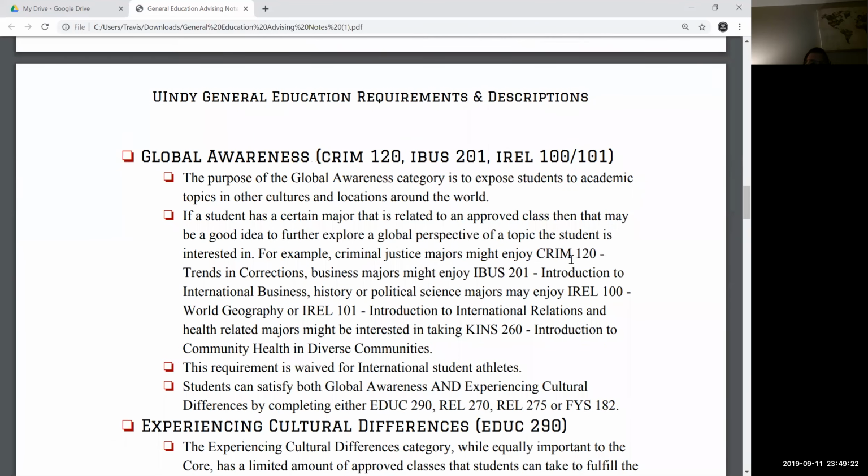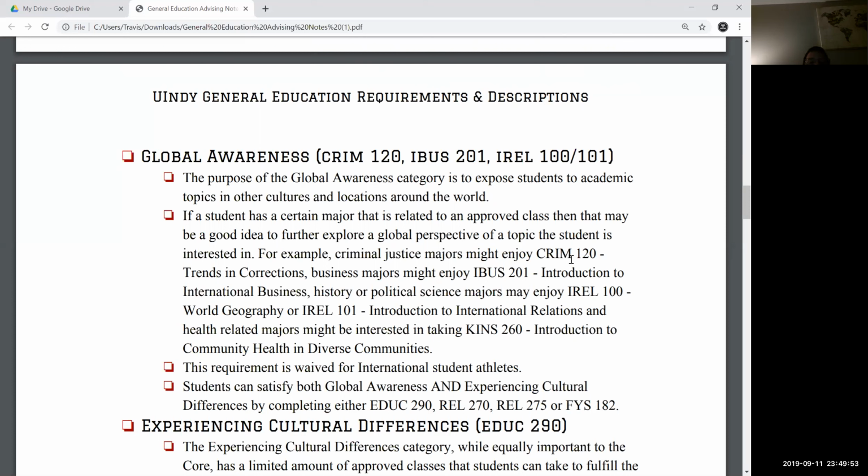Next one's global awareness. The purpose of global awareness is really to expose students to academic topics in other cultures. The different ones here are CRIM 120, IBIZ 201, and then IREL 100 and 101. 100 is world geography. 101 is international relations. CRIM 120 is not really global, but it does do a good job of teaching you about criminal justice as a topic in society.